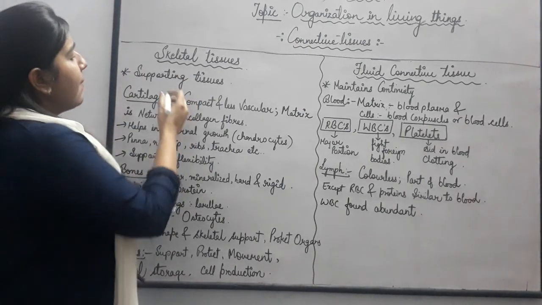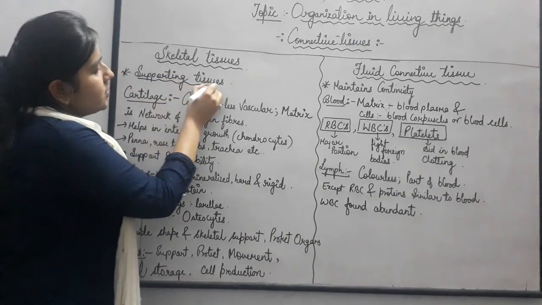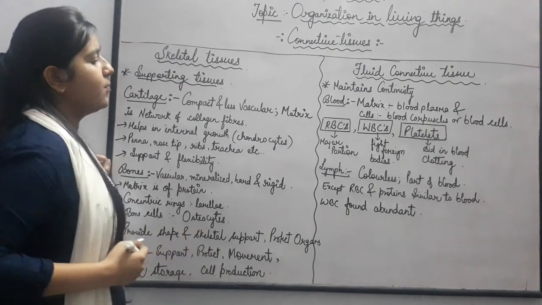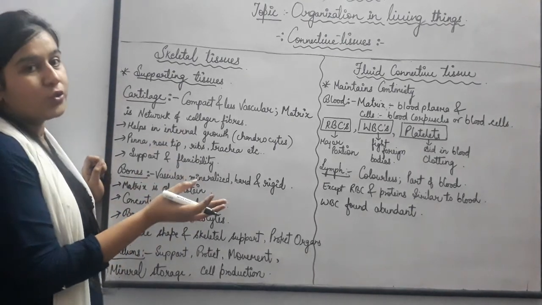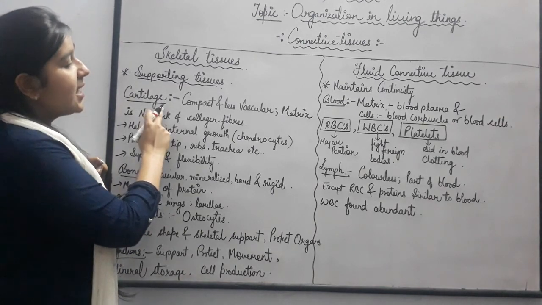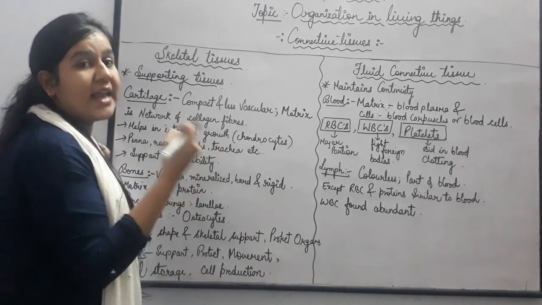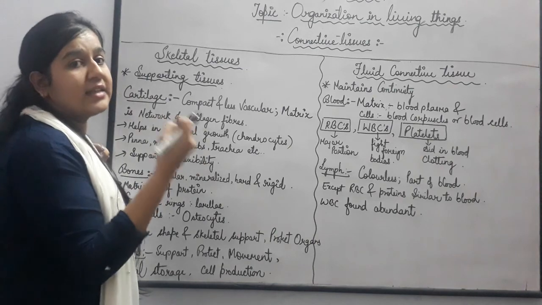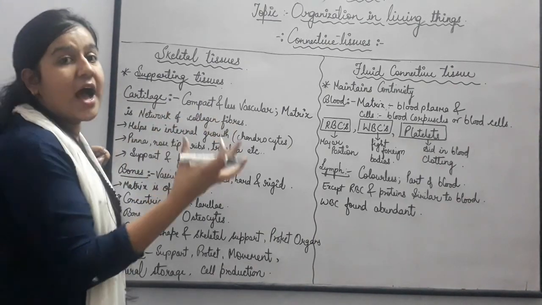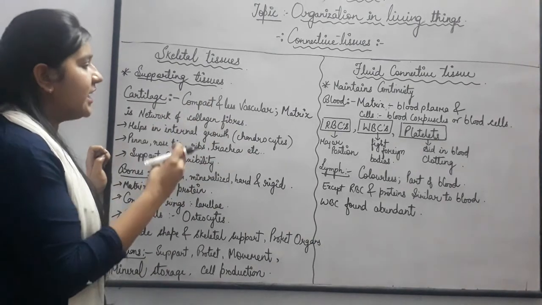Skeletal tissues are the supporting tissues of our body. They are of two types mainly: cartilages and bones. Cartilages are very compact and less vascular. That means they have less jelly-like substance, and they are arranged very close to each other.